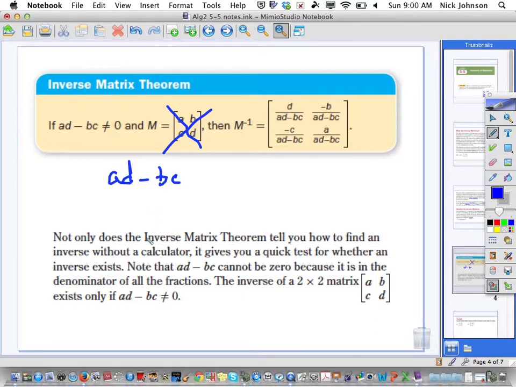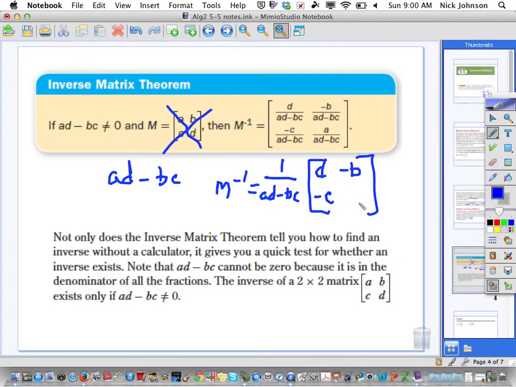So in essence, we could rewrite this inverse matrix using scalar multiplication, which you're going to see on the next page, but I'm going to show you right now. It is 1 over AD minus BC times the matrix D, negative B, negative C, A. You just flip A and D, put negatives on the B and C, and then multiply it by this thing right here, A times D minus B times C.